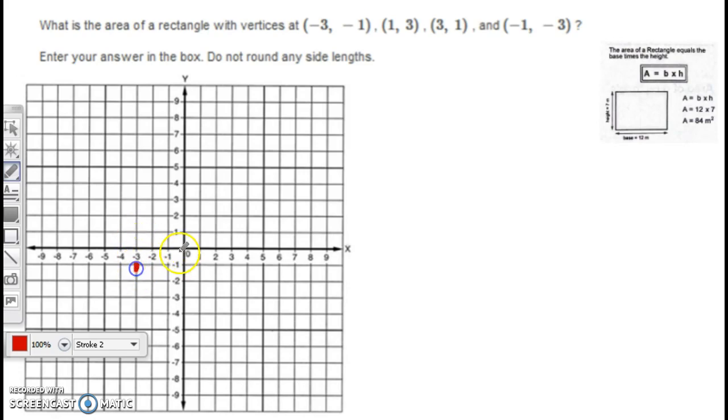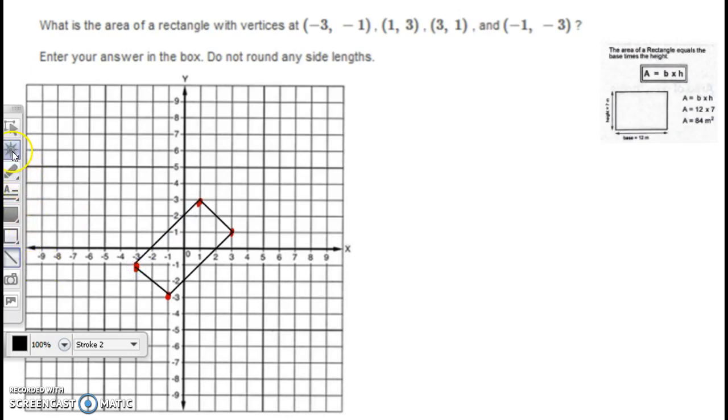(-3, -1), (1, 3), (3, 1), and (-1, -3). Again, graphing isn't a requirement, but I think it's really helpful.